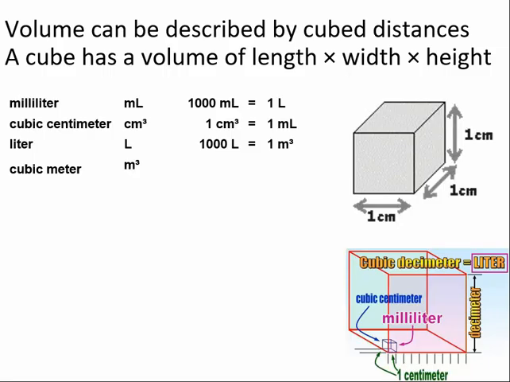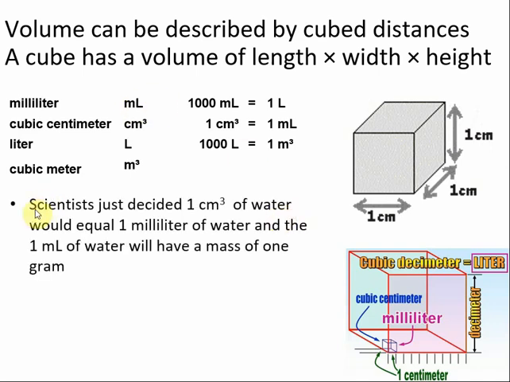Another thing to understand about the metric system is that volume can be described by cubed distances. So you have units of distance like centimeter or meter, but that can be used to describe the volume of a cubic solid. So a cube has a volume of length times width times height. Those are all measurements of distance, but altogether they make a three-dimensional cube. We have things like cubic centimeters, cm cubed. That's equal to a milliliter, a unit of volume.